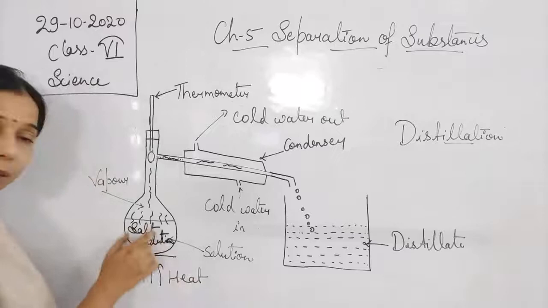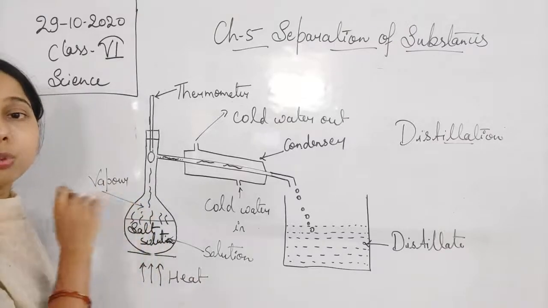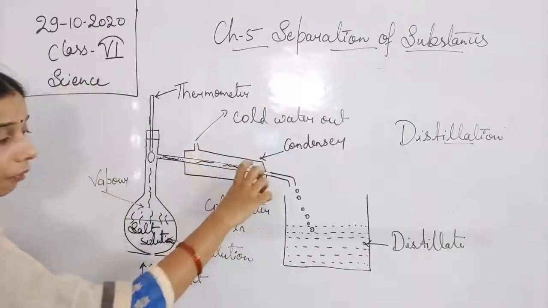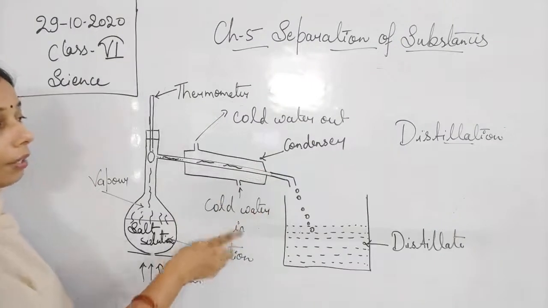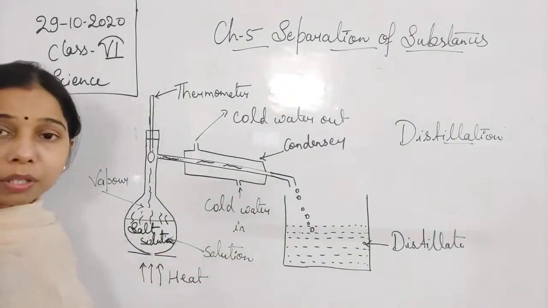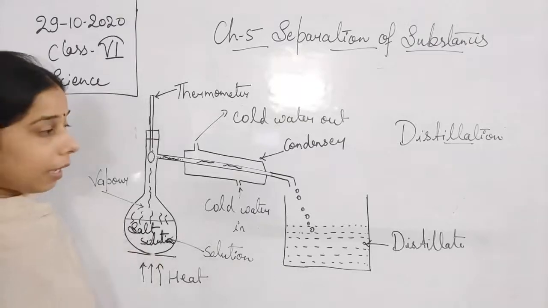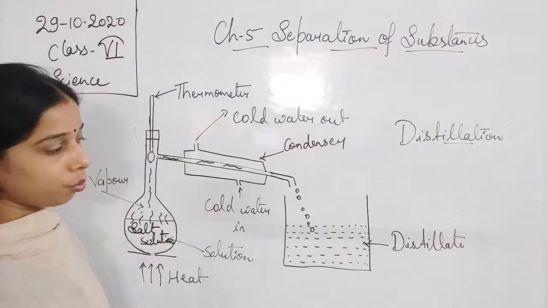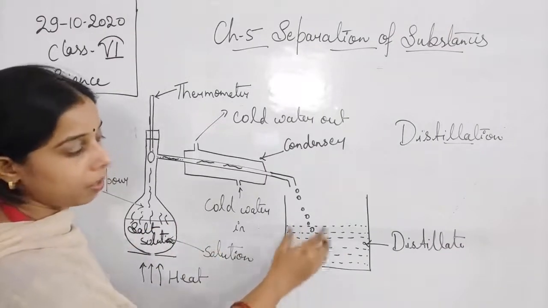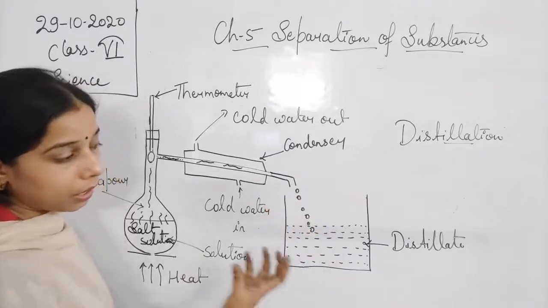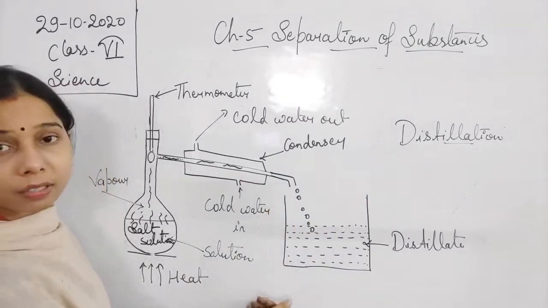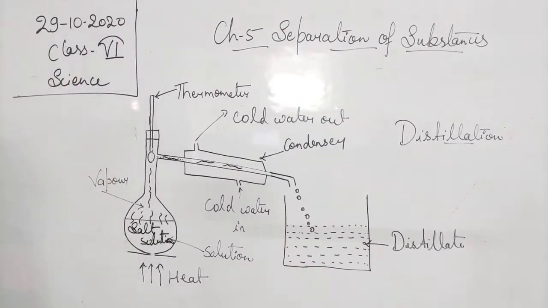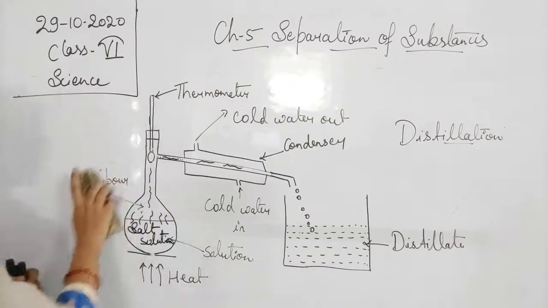So from here the water is continuously converting into vapor and it reaches this pipe. This pipe is covered with cold water, and due to the presence of the cold water the temperature becomes lower, and as the temperature becomes lower, students, the water vapor gets converted into water droplets. We can take these droplets in the beaker, and that is known as the distillate. So this was all about distillation.